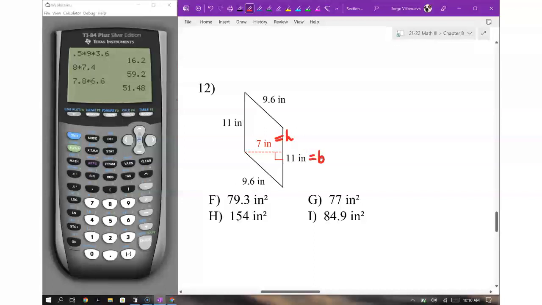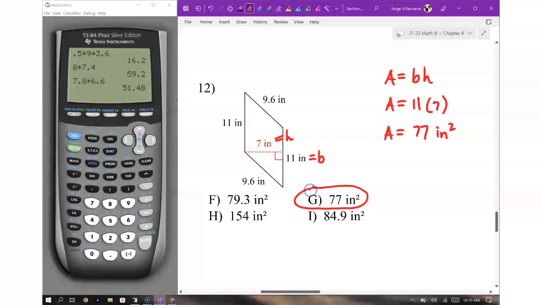Okay? So remember, the heights, they tend to draw them in red all the time, which is kind of nice. So area is equal to base times height. Area is 11 times 7. I don't need a calculator for that. That's 77 square inches. So there you go.